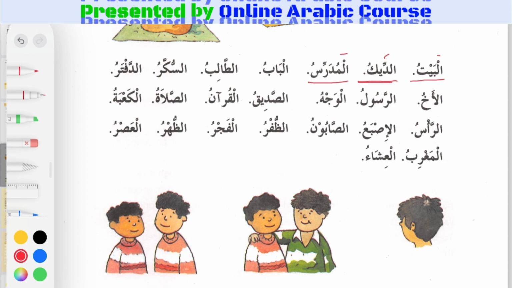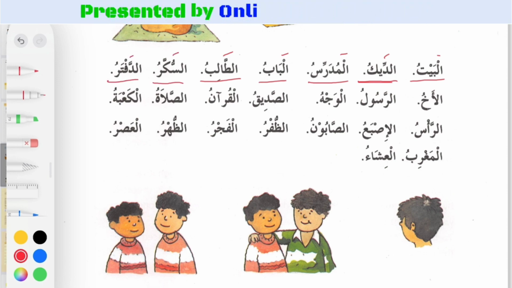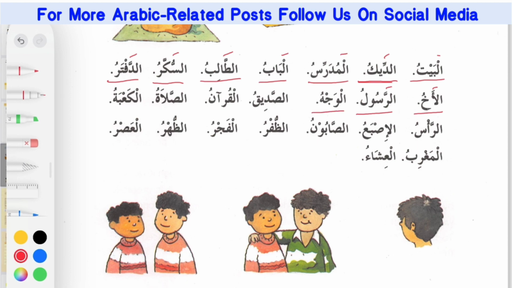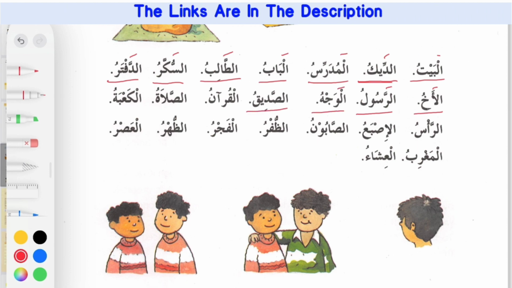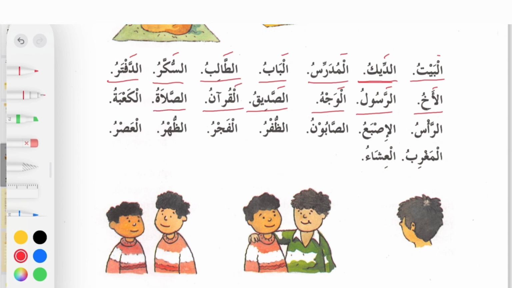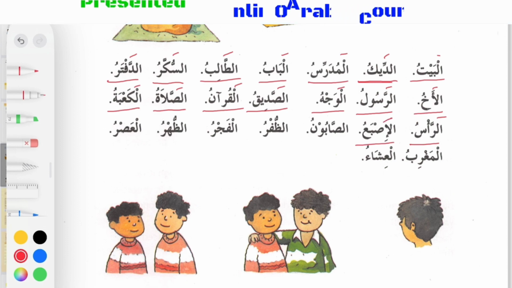Al-mudarrisu, moon letter. Al-babu, moon letter. At-talibu, sun letter. Al-sukkaru, sun letter. Al-daftaru, sun letter. Al-akhu, moon letter. Al-rasulu, sun letter. Al-wajhu, moon letter. Al-sadiqu, sun letter. Al-Qur'anu, moon letter. Al-salatu, sun letter. Al-ka'batu, moon letter. Al-ra'su, sun letter. Al-isba'u, moon letter.